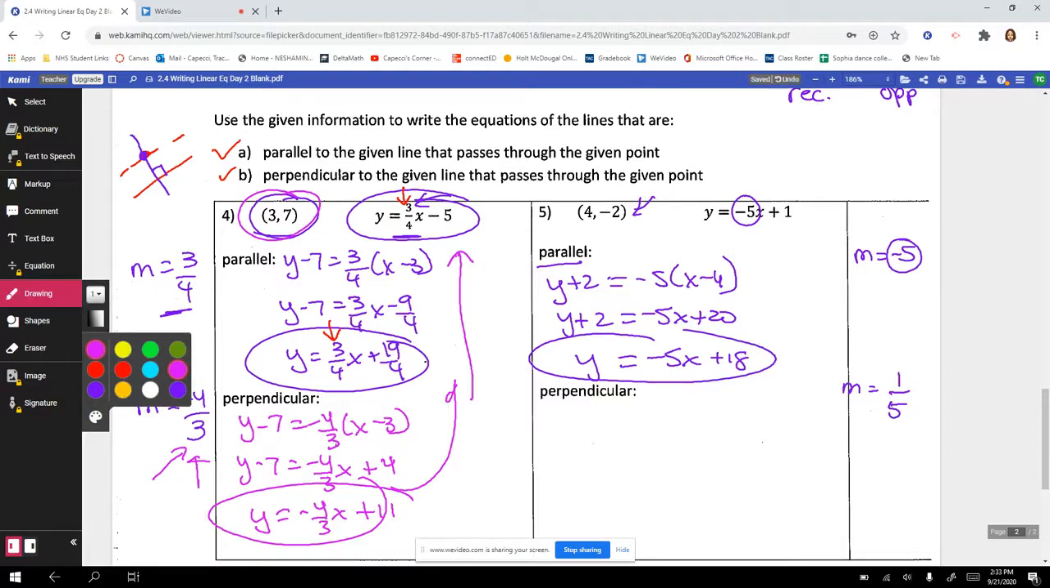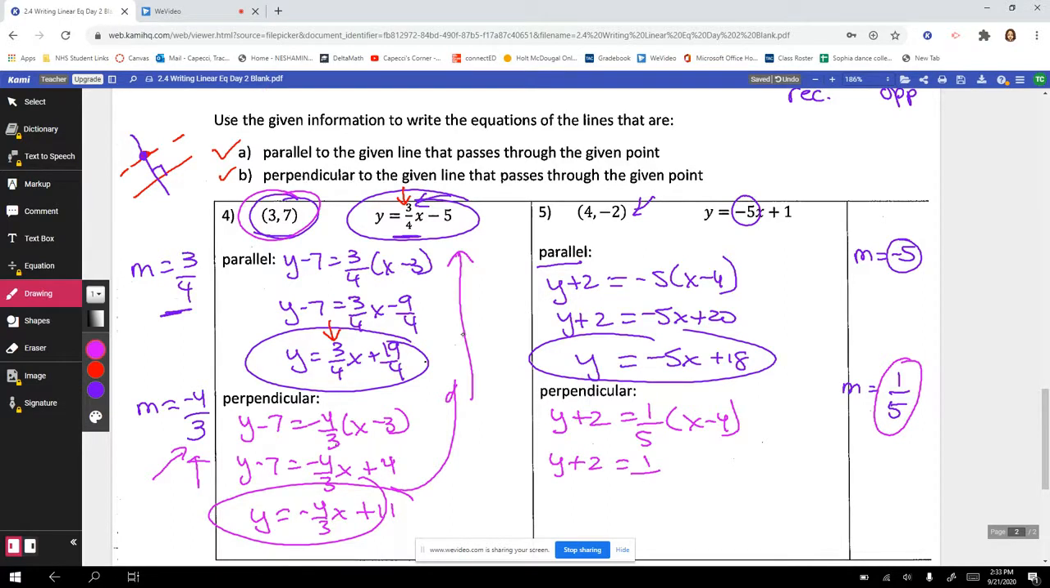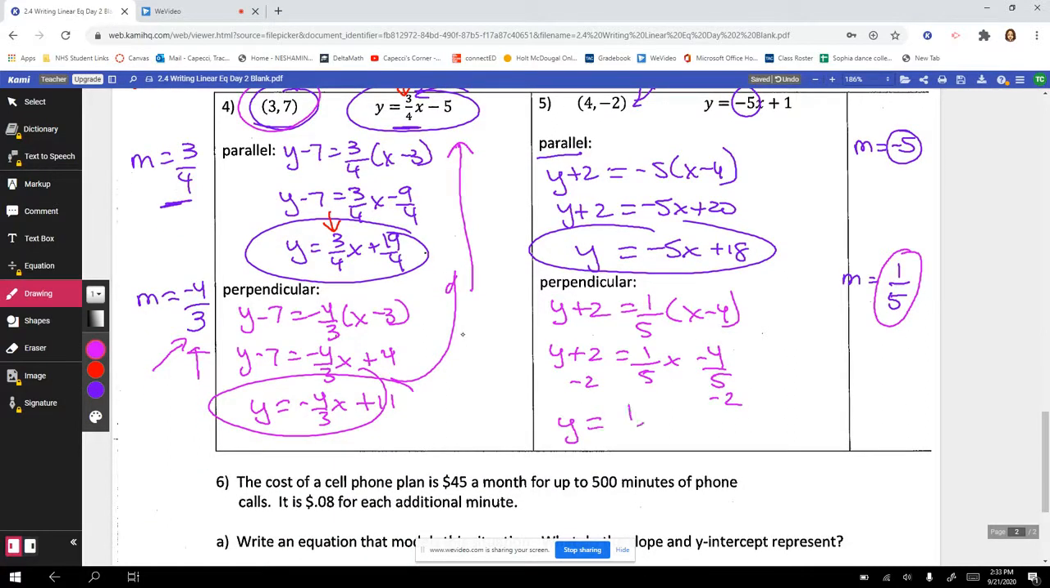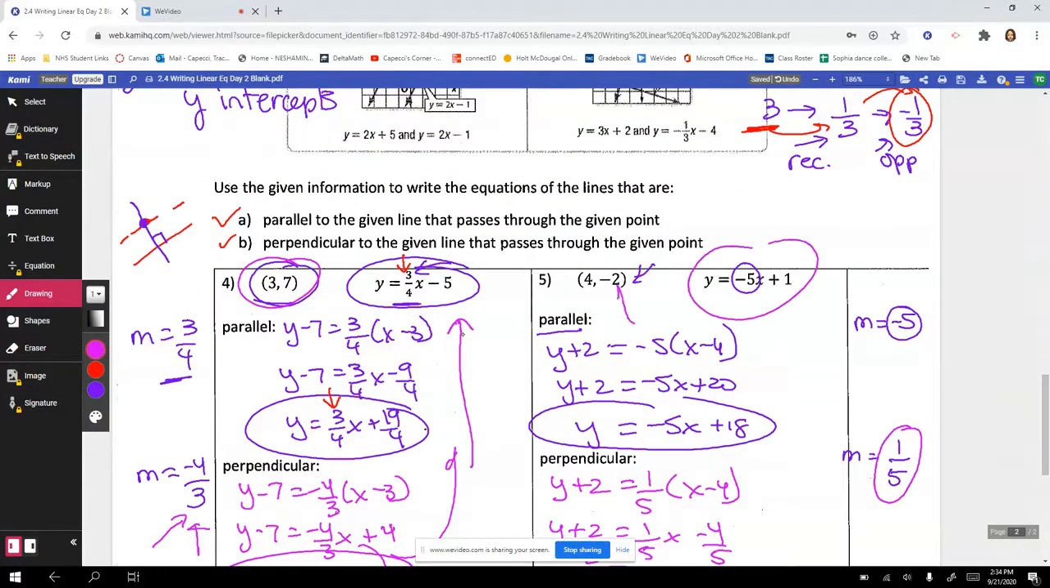Do the same thing looking for perpendicular. The opposite reciprocal of -5 is going to be +1/5. So I have y plus 2 is equal to 1/5 times the quantity of x minus 4. So I have y plus 2 is equal to 1/5 x minus 4/5. I subtract 2 from both sides, use my calculator so the numbers will be a little easier to deal with, and I have y is equal to 1/5 x minus 14/5. That is the line that is perpendicular to the given line up here and runs through that point.